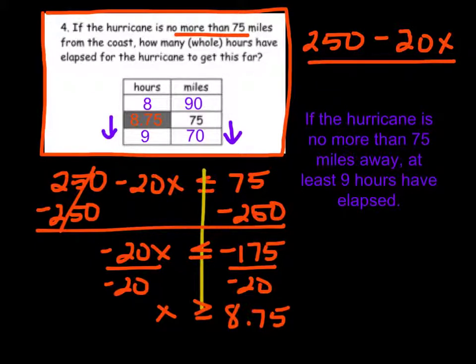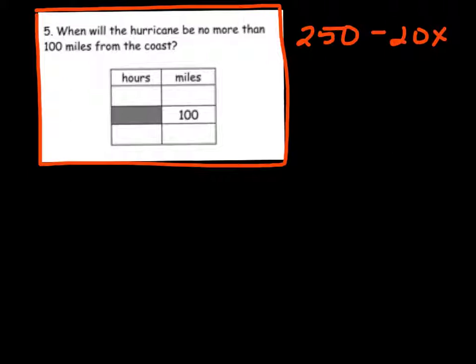So my statement this time: if the hurricane is no more than 75 miles away, at least 9 hours have elapsed. All right, same concept on number 5, which says when the hurricane will be no more than 100 miles from the coast. So again, I'm going to use this expression. This time I want to find no more than 100 miles.